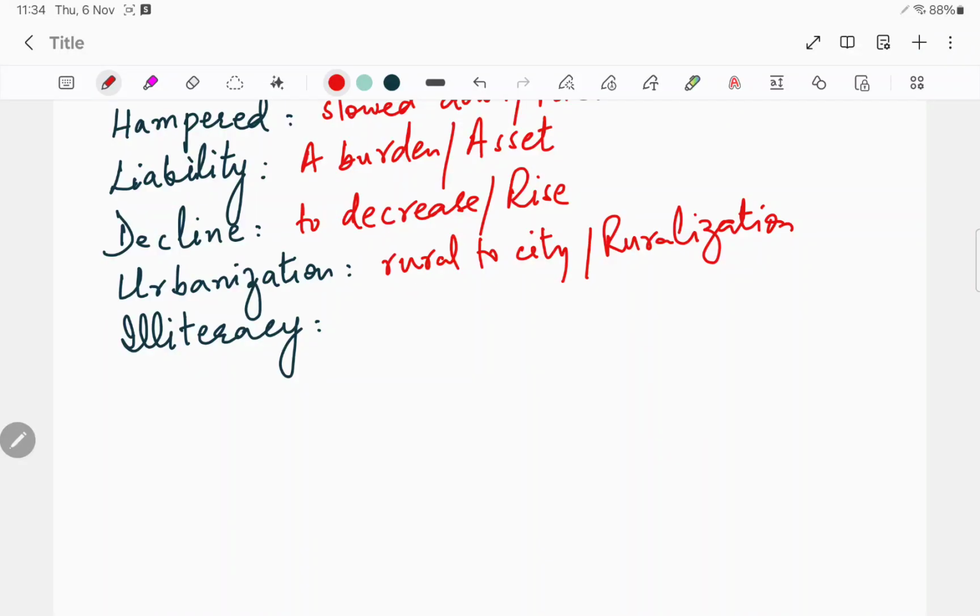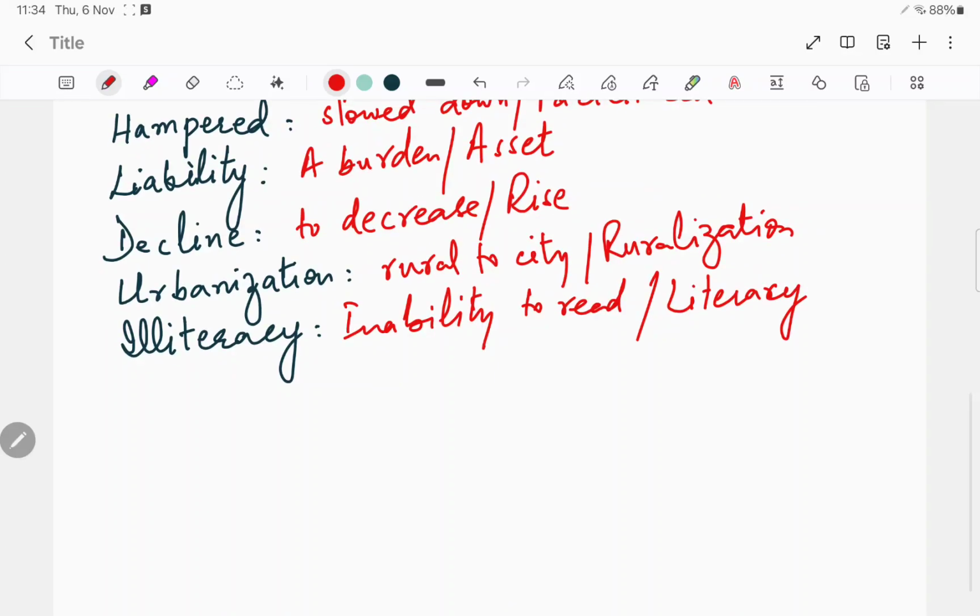The next word is illiteracy, which means inability to read or write. And the antonym obviously will be literacy, that means a person who can read and write effectively. The sentence can be illiteracy prevents people from understanding the importance of family planning.